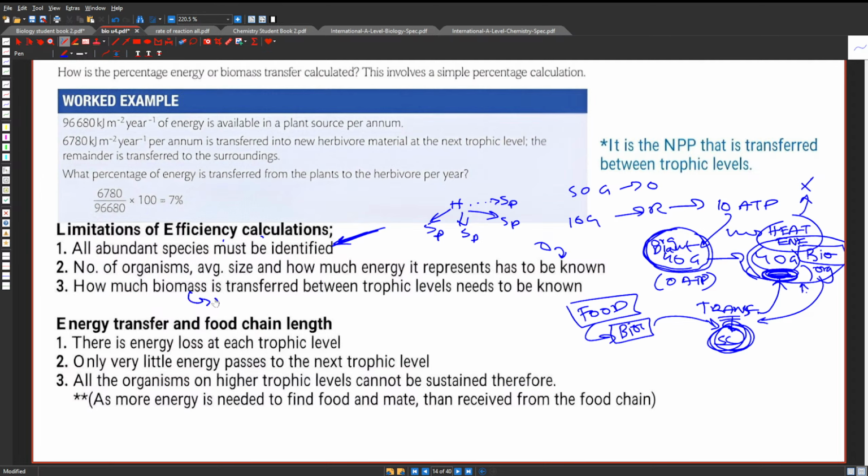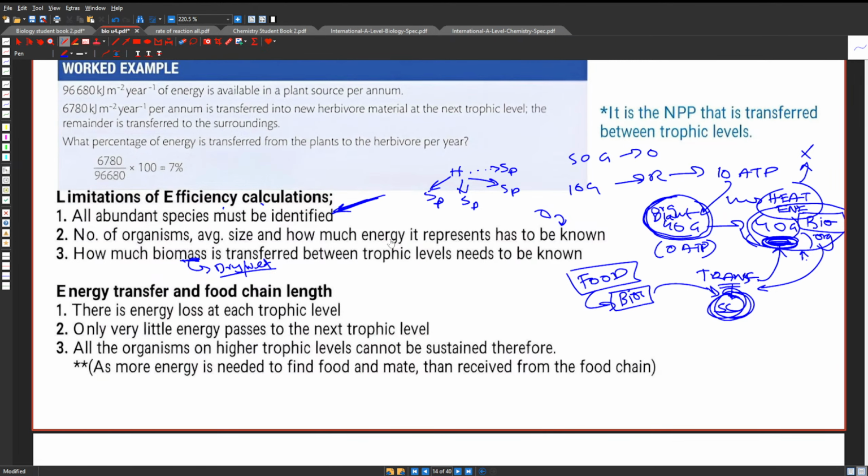And as well as the fact that it's like dry mass, right? Dry mass and wet mass. So that's also biomass. Measuring biomass is always difficult. Energy transfer and food chain length. There is energy loss at each trophic level. Only very little energy passes along to the next trophic level.